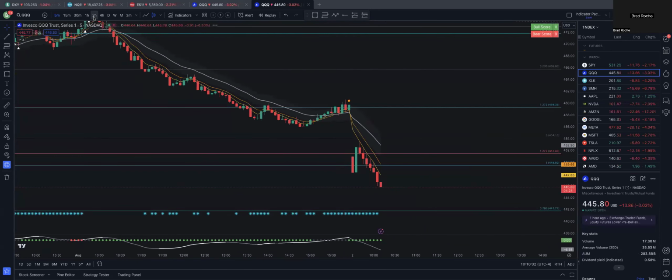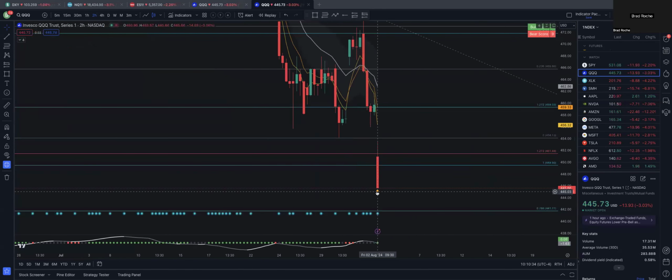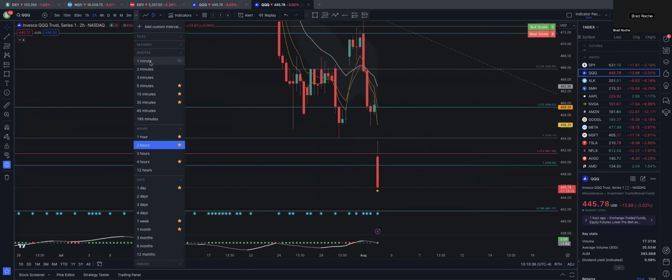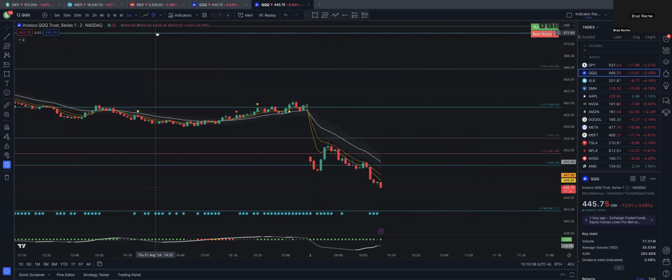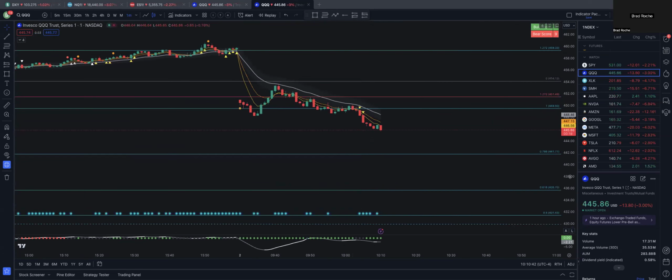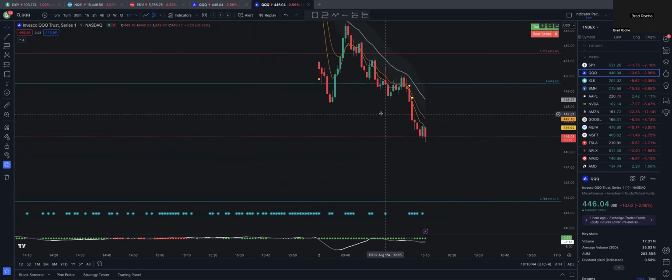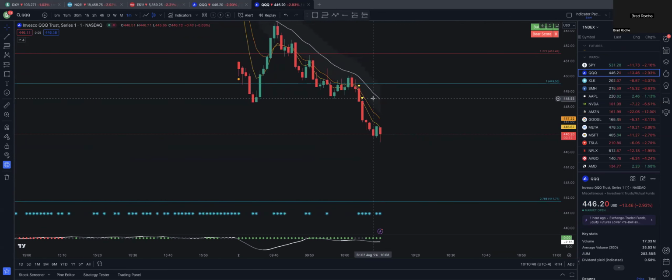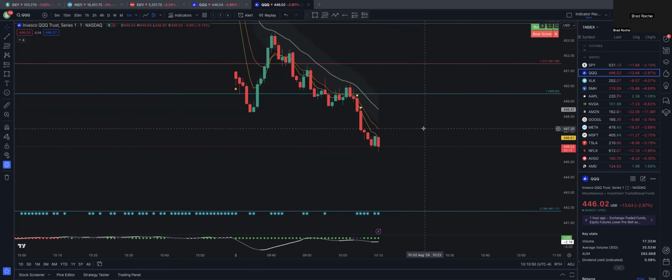Squeeze was firing off to the downside on the 2 hour, which it's doing right now. And then you had 1 minute and 2 minutes firing right now. So there's your 1 minute. And then right there, here's your sell signal. There's the flush to the downside. So that's a good way to do it.